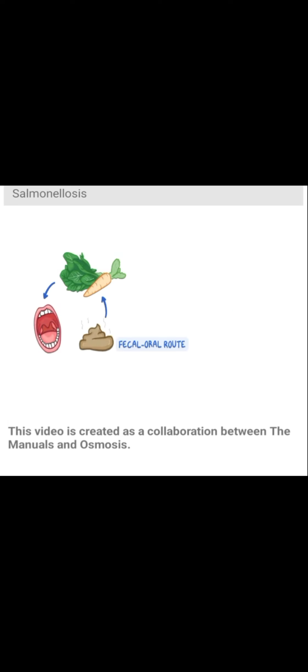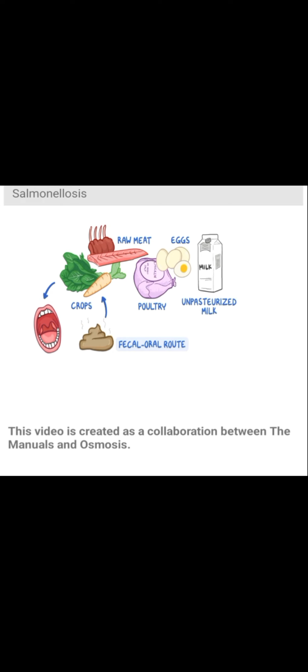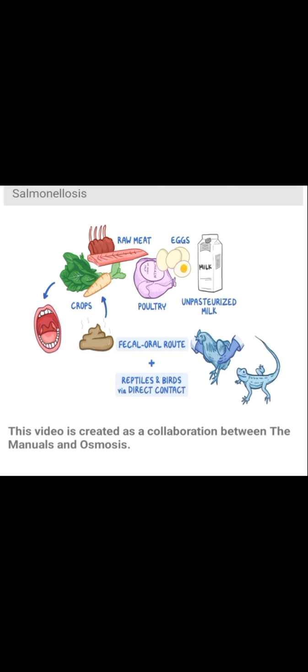Salmonella is typically transmitted through the fecal-oral route, after infected feces come into contact with various foods including raw meat, poultry, eggs, unpasteurized milk, and crops. Salmonella can also be present on the skin of reptiles and birds and be transmitted through contact with these animals.